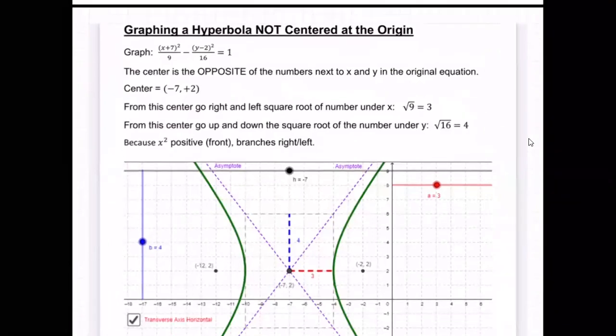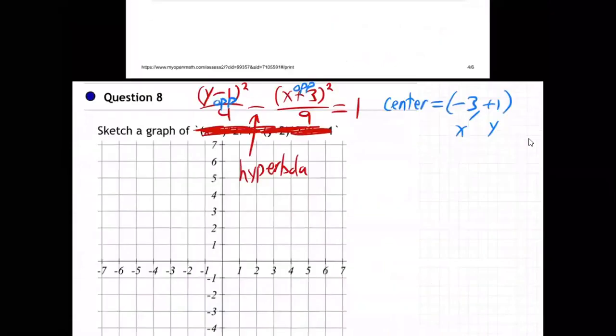Here's the notes. Here's the exam 5 notes. Graphing a hyperbola not centered at the origin. So how do you graph? The center is the opposite of the numbers next to x and y in the original equation. So this is +7, this becomes -7, -2 becomes +2 for x and y. So that's the first thing. Just take the opposite. This is the same as it was for the ellipse, exactly the same. Take the opposite of what's next to x, take the opposite of what's next to y. That's the center. So let's put that center on there.